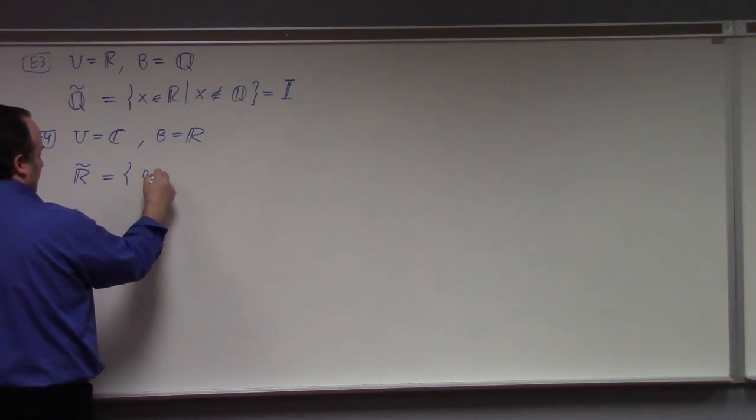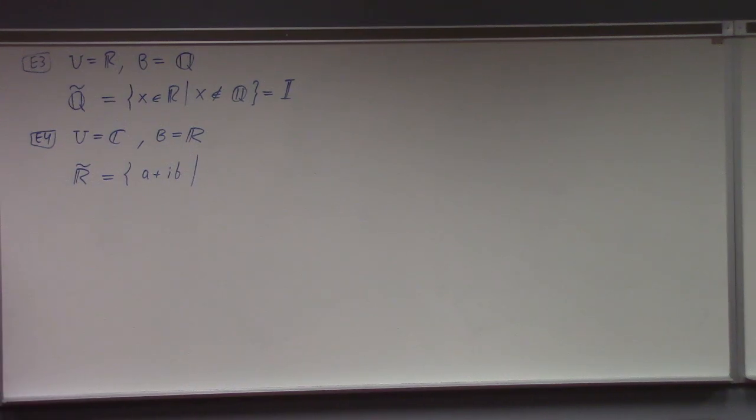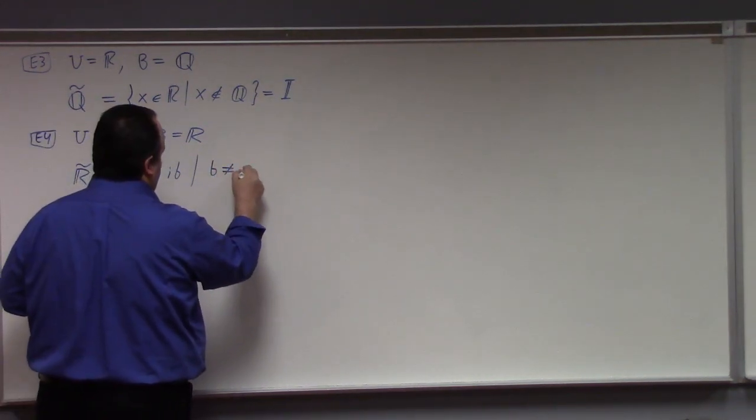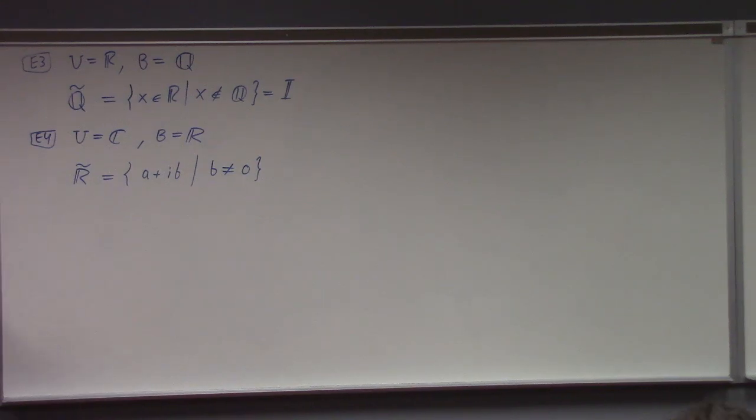I would be looking at like what? A plus ib such that what? b is not equal to 0. Very good. You might call this, I would sometimes call this, the set of genuinely complex numbers. Although I don't know if there's a well agreed upon term for this. But that's what I would say in everyday math speech.